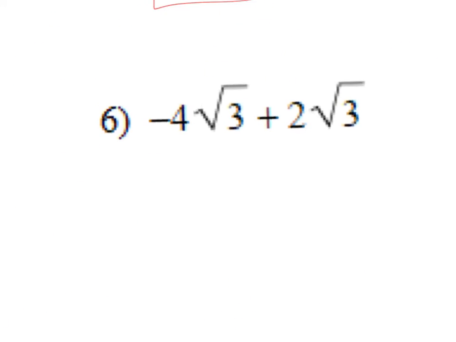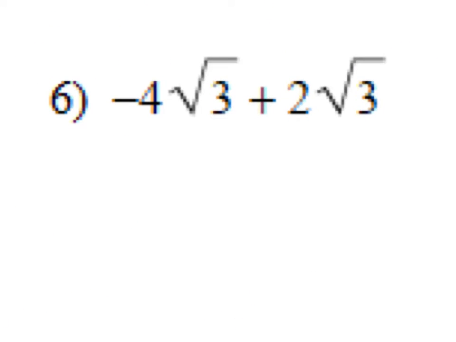Okay, all right, on the next one, these square roots already look good. So negative 4 plus 2 is negative 2 root 3, since I couldn't break down the square root of 3.